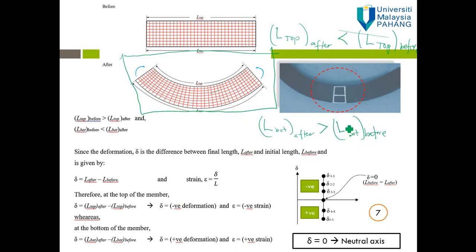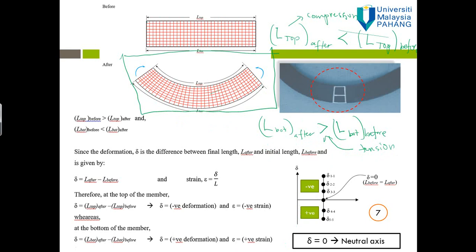What does it mean? It means that the top surface will be in compression, because the length becomes shorter. And for the bottom surface, the beam is under tension. Why? Because the total length increases after deformation.